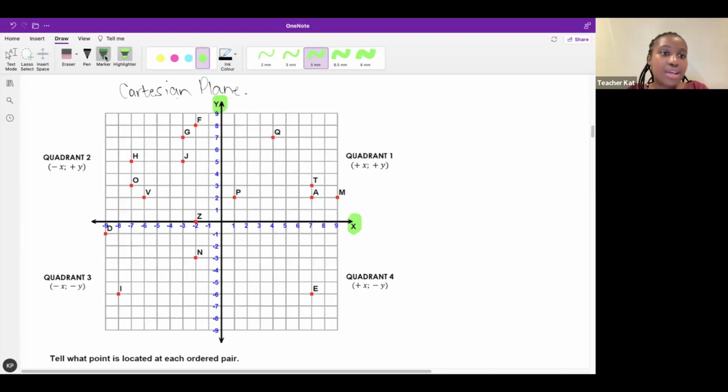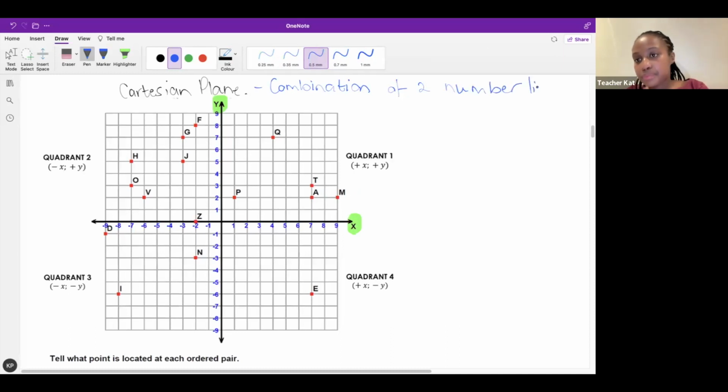Now, as you see here, this is just a combination of 2 number lines. So I'm going to write that here. A Cartesian plane is a combination of 2 number lines, as you can see here. We have my vertical number line, which we call y, and my horizontal number line, which we call x. In the middle of my 2 number lines is the origin. The origin is where 0 is for both number lines.